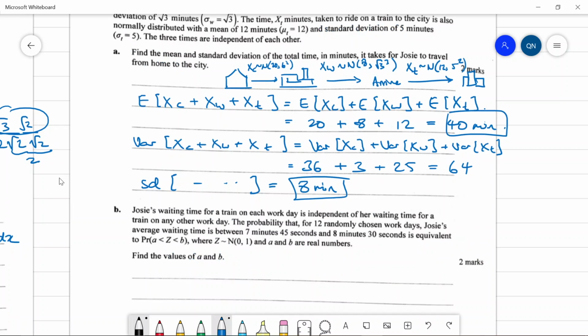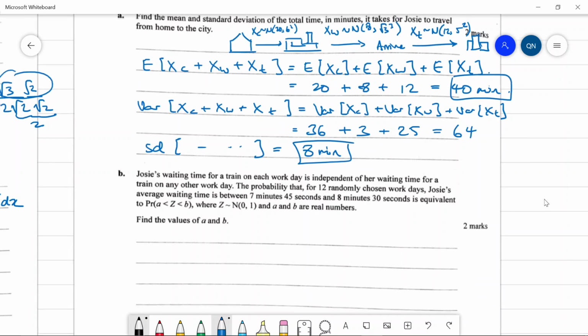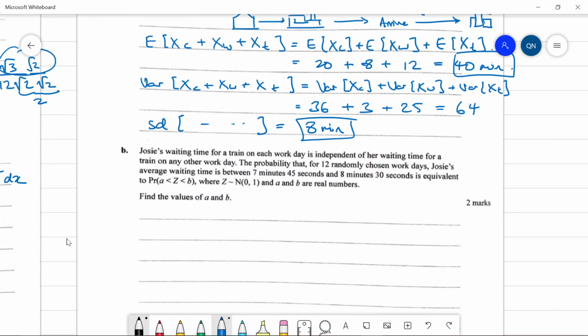That's it. So Josie's waiting time for the train on each workday is independent of her waiting time for a train on any other workday, so binomial probably. The probability that for 12 randomly selected workdays, Josie's average waiting time is between 7 minutes 45 seconds and 8 minutes 30 seconds is equivalent to this thing over here. Well, A and B are real numbers. Find A and B. Let me think. The probability that for 12 randomly chosen days, her waiting time is between these two values. So this is not binomial. I was waffling. Is equivalent to this.